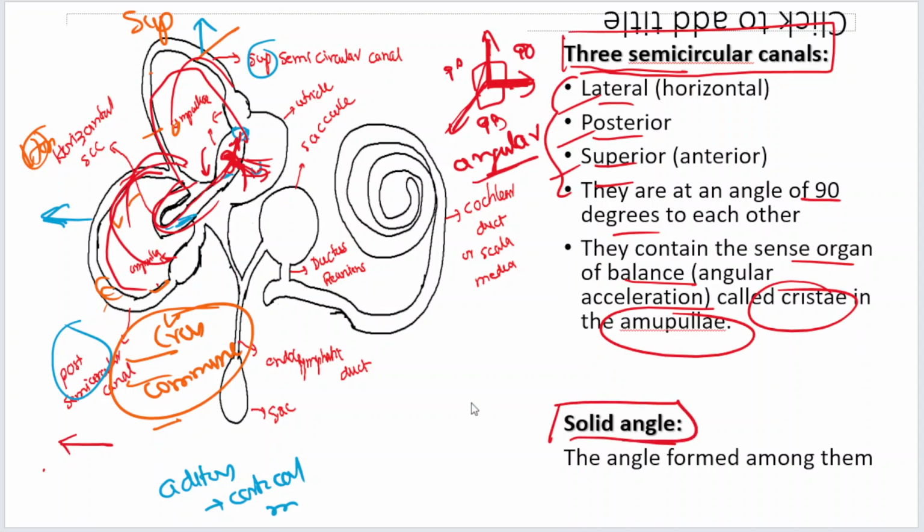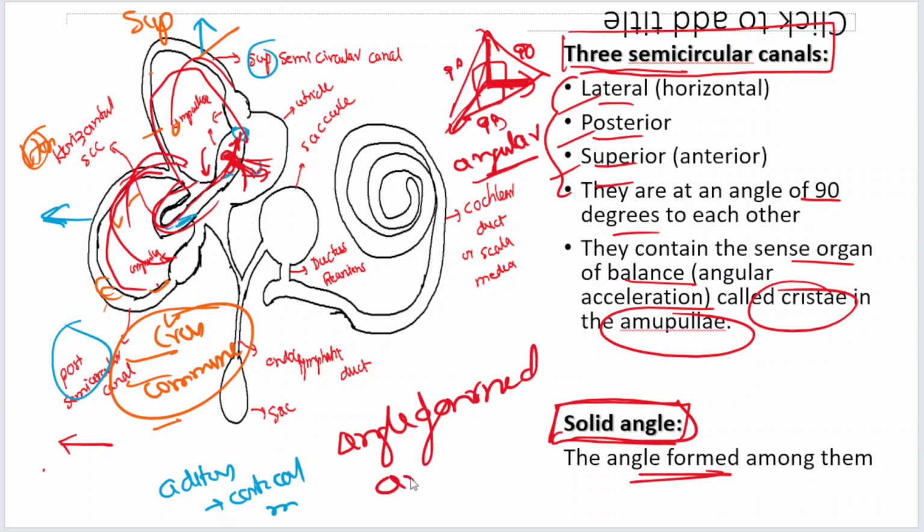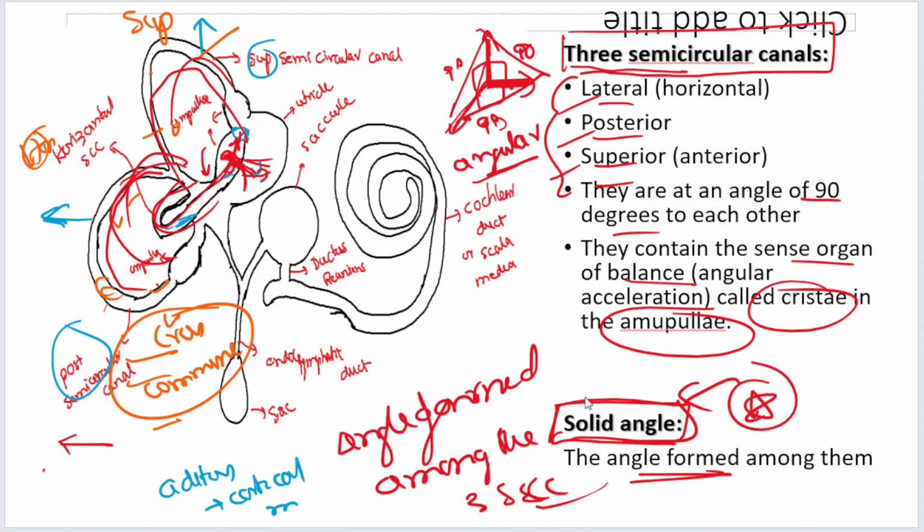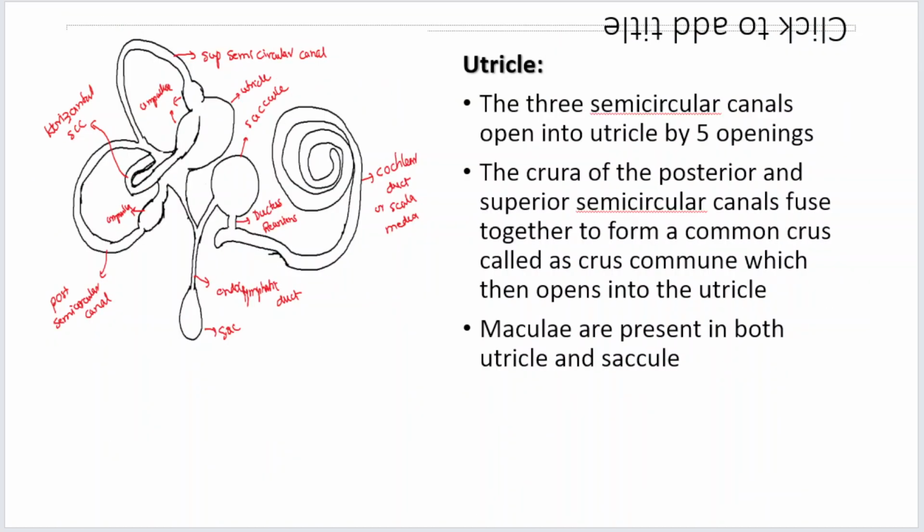What is solid angle? The angle formed among the three semicircular canals is called a solid angle. Okay, so that is an important question from the NEET PG point of view.